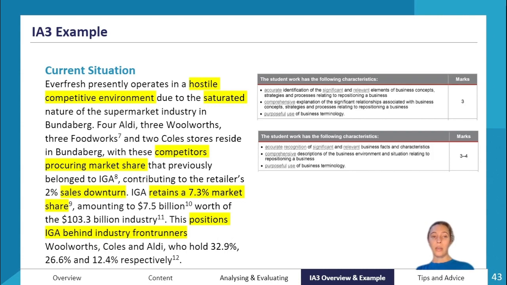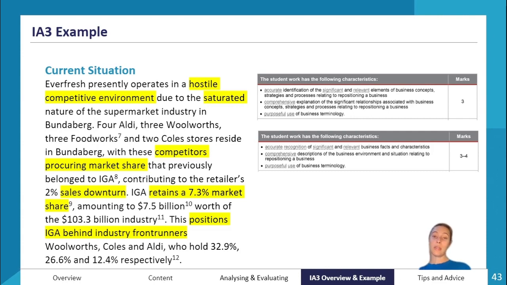Continuing on with the current situation, and we can see here the criteria as well that the assignment needs to try and meet. So accurate recognition of significant and relevant business facts and characteristics. Comprehensive descriptions of the business, environment and situation relating to the repositioning. Remember that the repositioning is what you're looking at here. You don't want the life story of the business. That's just not relevant at all to what's currently happening with that repositioning.